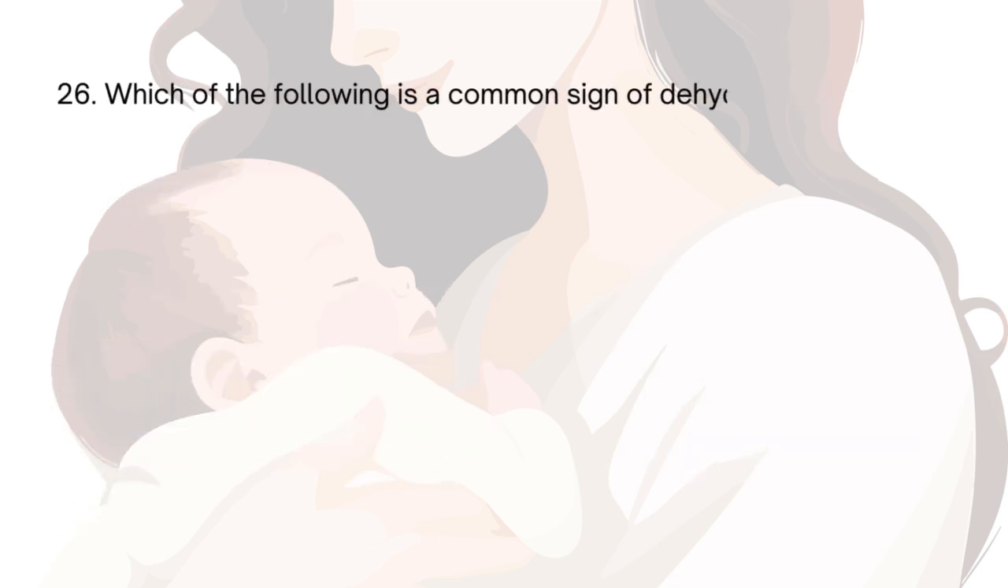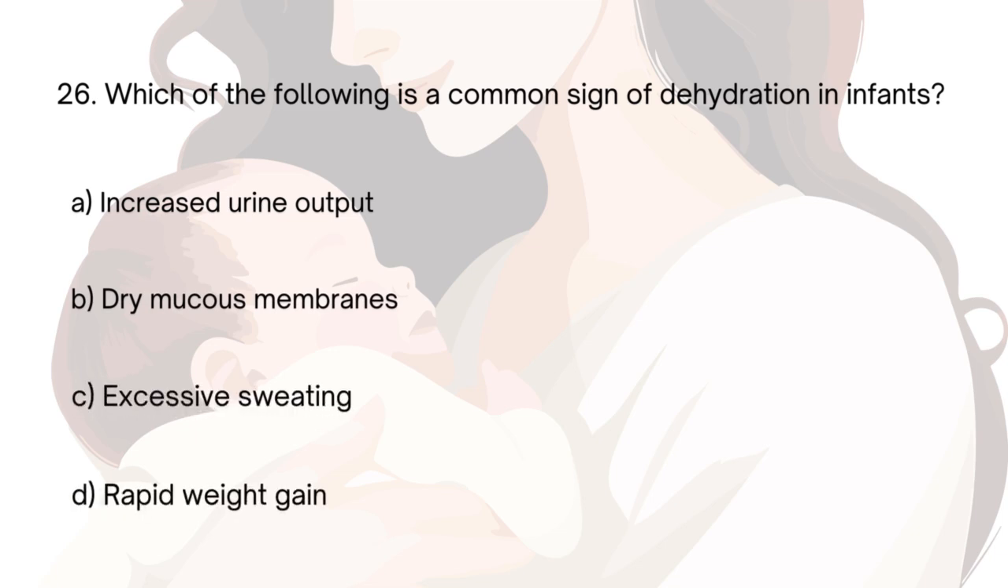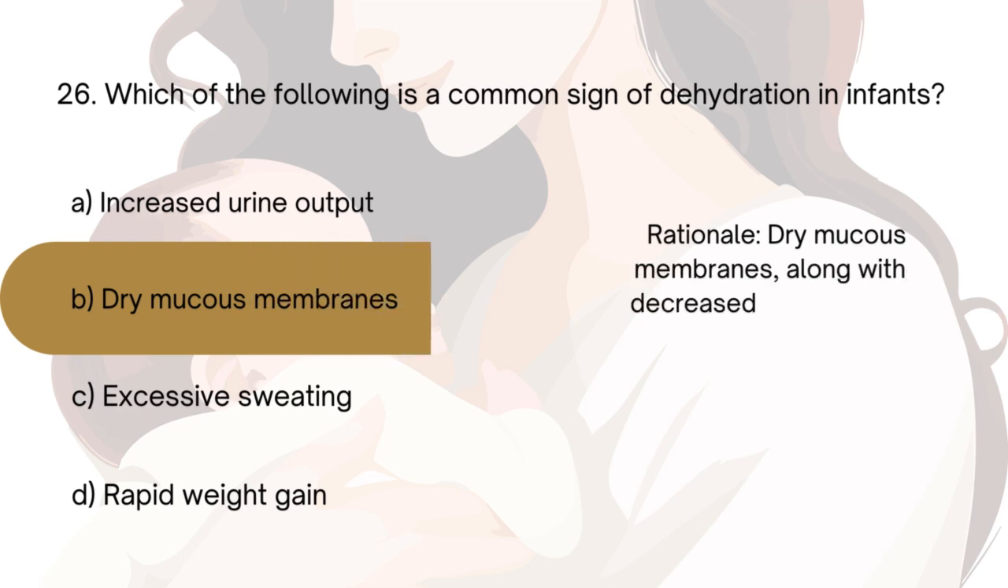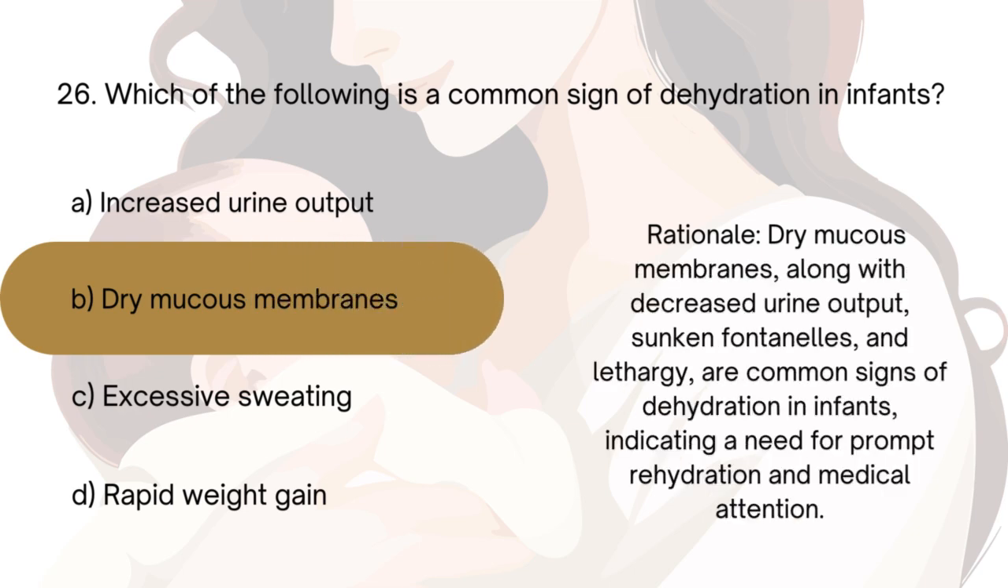26. Which of the following is a common sign of dehydration in infants? A. Increased urine output. B. Dry mucous membranes. C. Excessive sweating. D. Rapid weight gain. Rationale: dry mucous membranes, along with decreased urine output, sunken fontanelles, and lethargy, are common signs of dehydration in infants, indicating a need for prompt rehydration and medical attention.